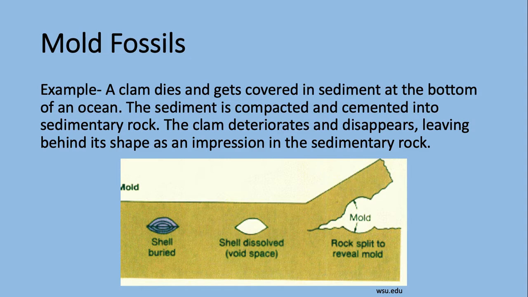Example: a clam dies and gets covered in sediment at the bottom of an ocean. The sediment is compacted and cemented into sedimentary rock. The clam deteriorates and disappears, leaving behind its shape as an impression in the sedimentary rock.